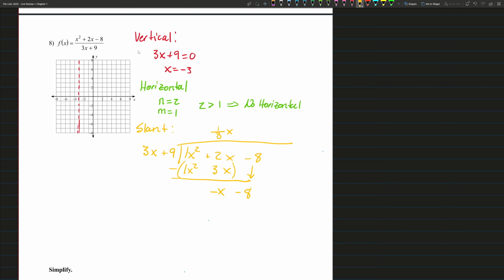So how many times does 3x go into negative x? That's just negative 1/3. And when we do that, really none of the rest matters. Once we get an equation of a line, we're done. So we need to graph that line, right? So our y-intercept is like negative 1/3. It's right about here. And then we go up 1 over 3. Up 1 over 3. And then that is our slant asymptote.